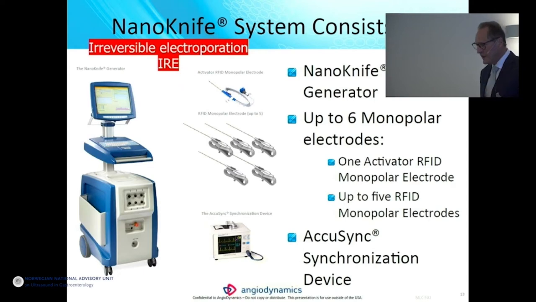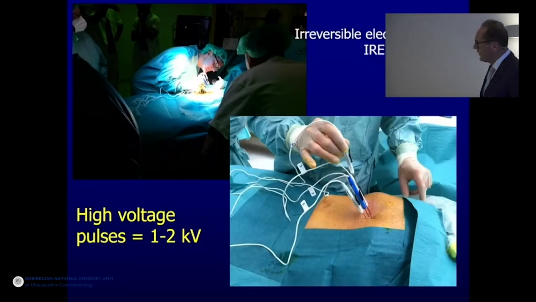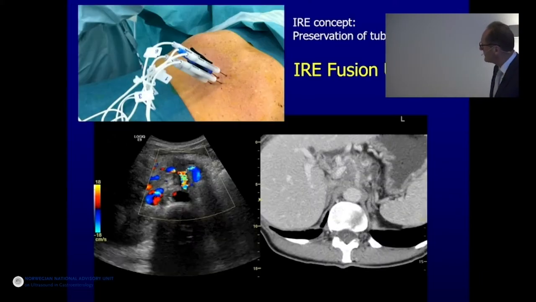It has been attracting a lot of interest in the pancreas, and you do pancreas here. It's been a very important new technique in ablation of inoperable pancreatic cancers. So what it works by is it's not heat, it's not cold, it is simply electric current. It is high voltage, between 1 and 2 kilovolts, and it is called irreversible electroporation. You have to stick in not one needle, but sometimes up to 6 needles. It looks a little bit dramatic.